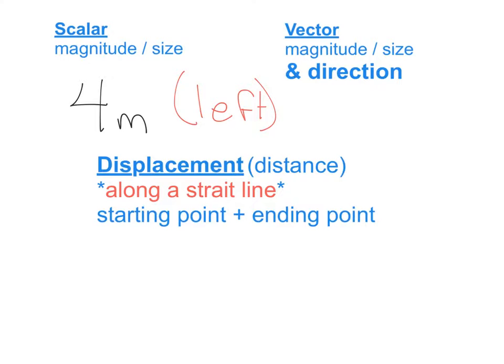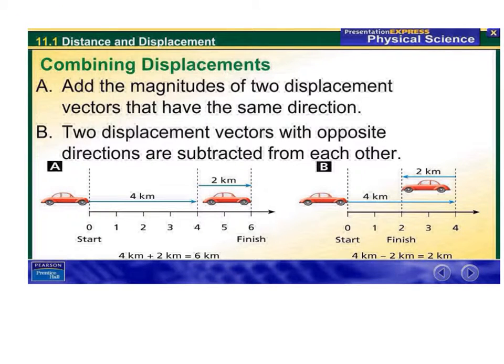Okay, with that understood, we can move on to the idea of displacement. Displacement really is the idea of distance, often measured with meters or kilometers, along a straight line. This has a starting point and an ending point. The book gives us the following example.